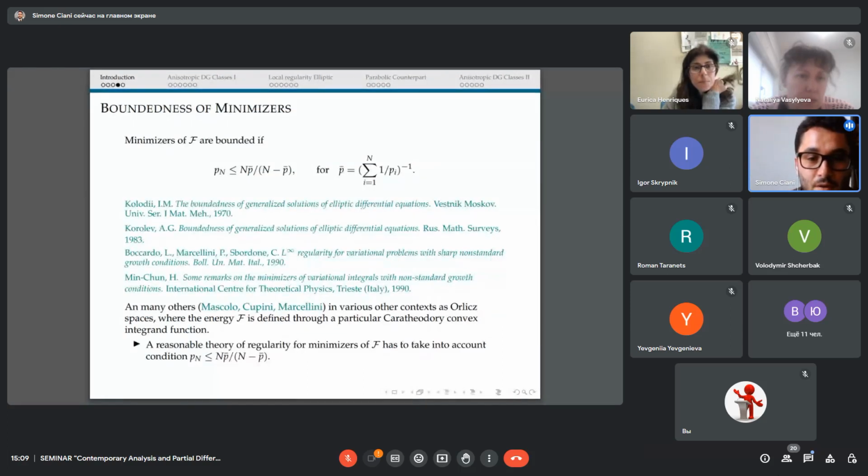So this means that a reasonable theory of regularity for these minimizers has to take into account a condition on the exponents which are here. So minimizers of this functional are bounded when the maximum of the p_i is smaller than a quantity which is the following one. The theory about boundedness of minimizers of anisotropic elliptic equations started from Kolodii, Korolev, and then followed after 20 years in Italy with Marcellini and many others. They studied the boundedness of the minimizers of these functionals in the case of functionals defined through convex integrand functions, and so when the minimizers belong to particular Orlicz spaces.